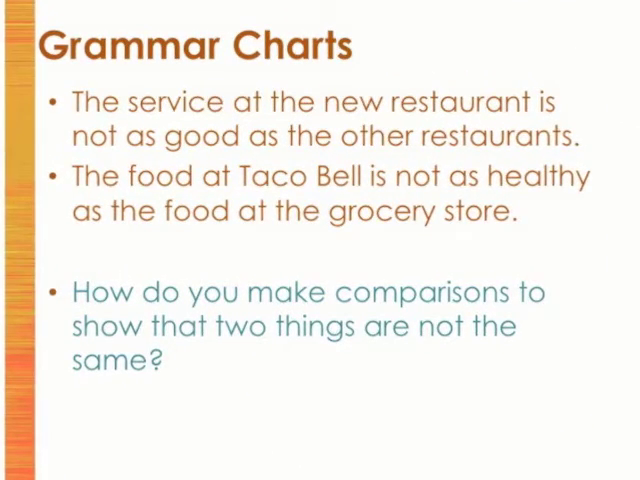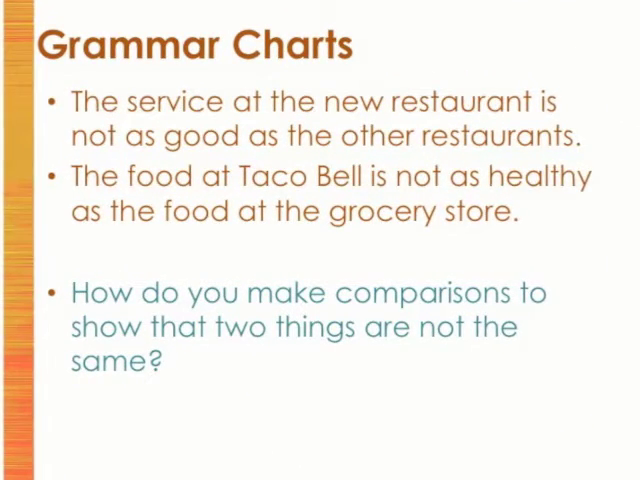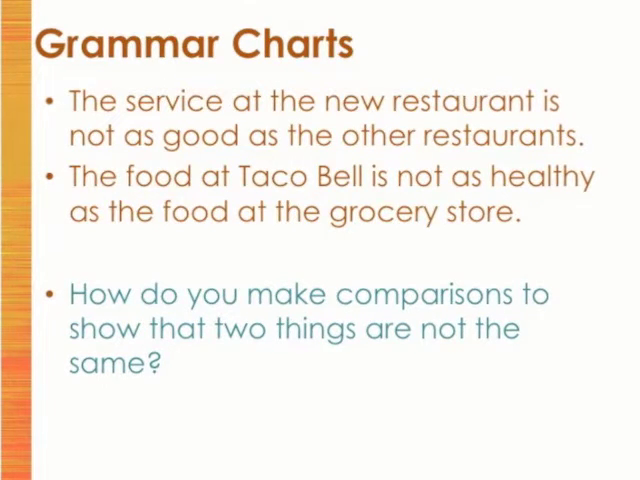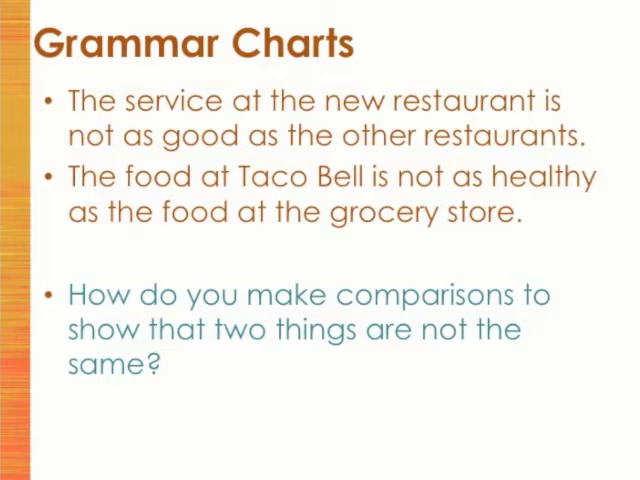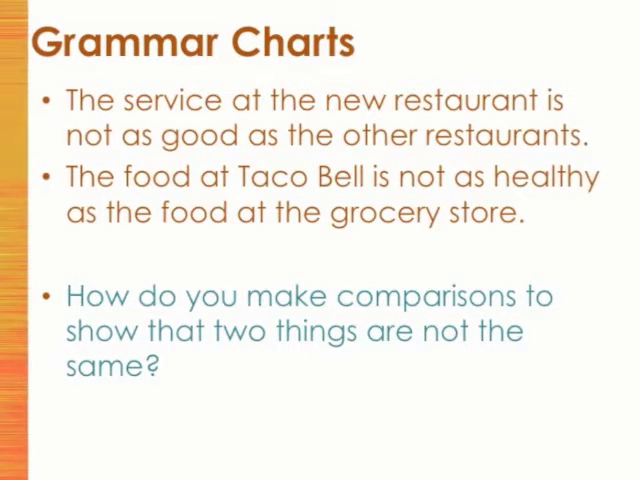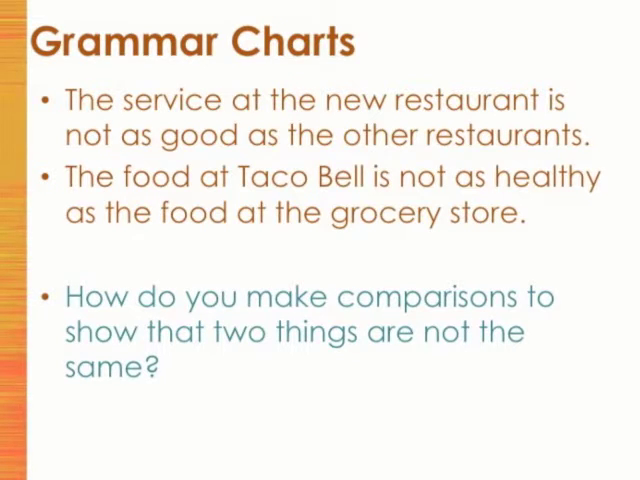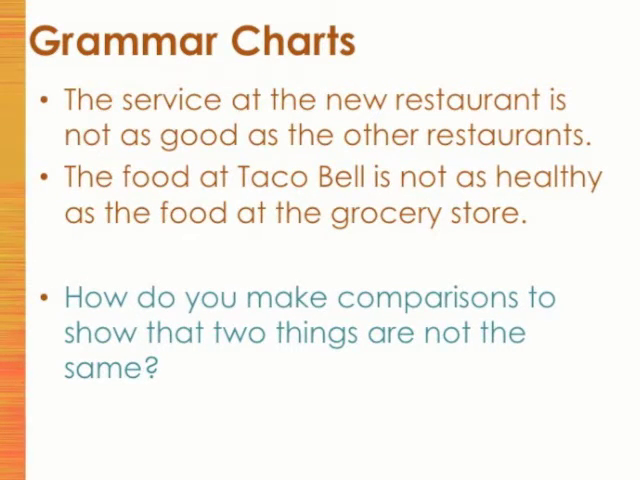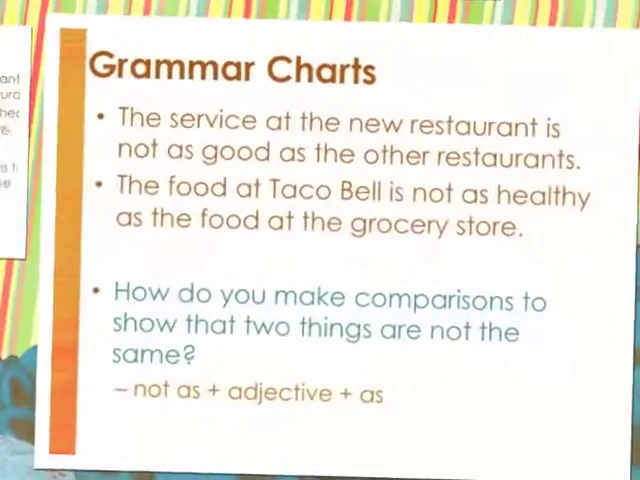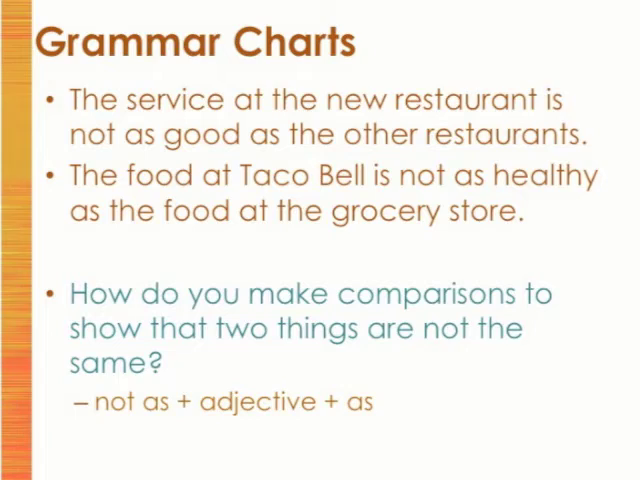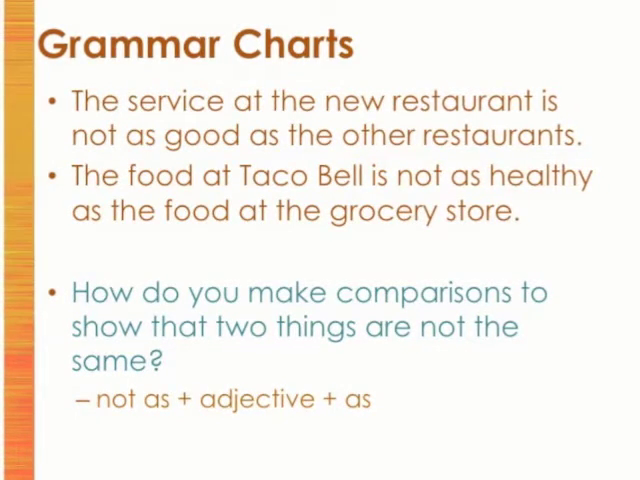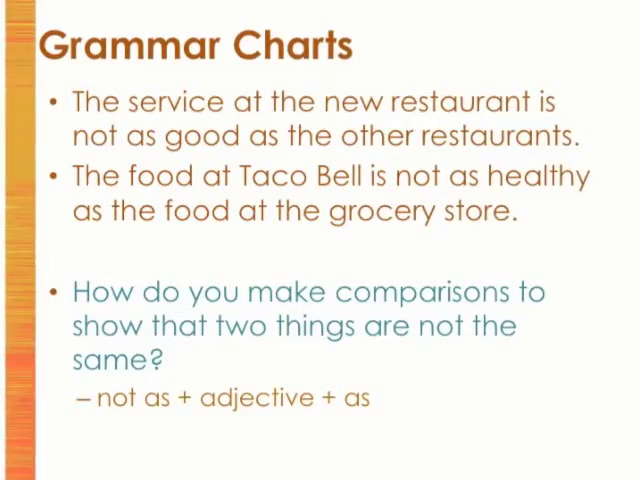Let's look at two more examples. The service at the new restaurant is not as good as the other restaurants. The food at Taco Bell is not as healthy as the food at the grocery store. How do you make comparisons to show that two things are not the same? Go ahead and write down the pattern you think it is. If you figured out that it's not as plus adjective plus as, again, you did it perfectly. Good job.